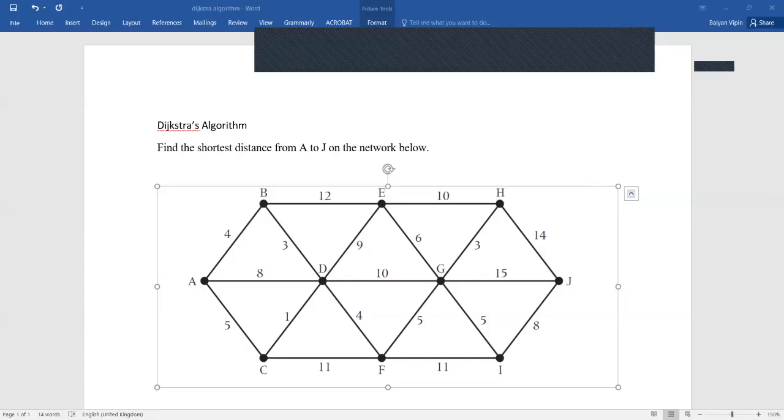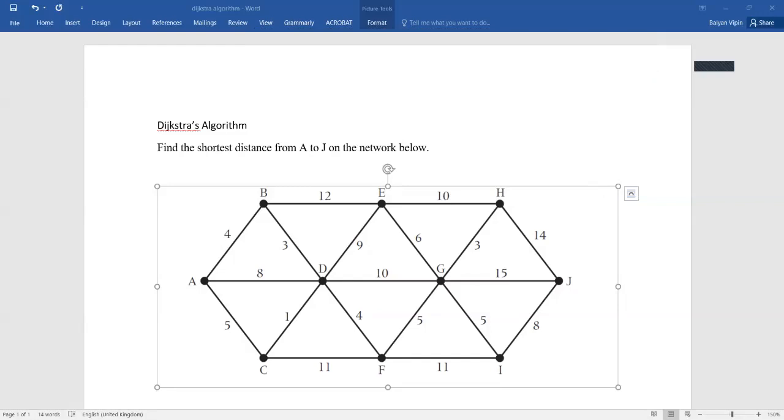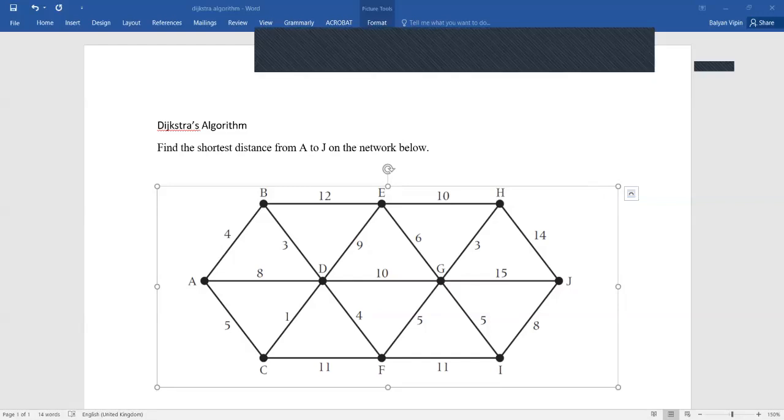Hello friends, today I'm going to explain the Dijkstra algorithm. The Dijkstra algorithm is basically used in computer networks to find the shortest distance between two nodes. So for any two nodes, suppose we have to find the shortest distance.